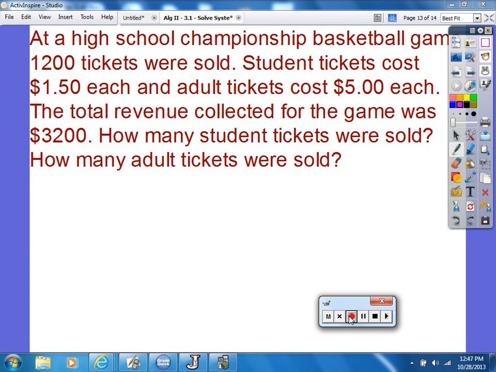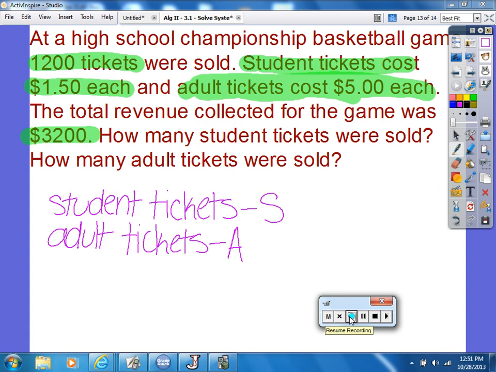So here's our next problem, and you guys are pasting it in. After you paste it in, what's the first step you have to do? Good, go ahead and underline the key information. So, we found our two variables, student tickets and adult tickets, and we've highlighted our key information. What's our third and final thing we need to do? Write the equation. Take 20 seconds if you haven't already. Write your two equations.